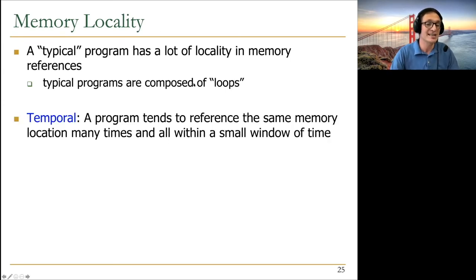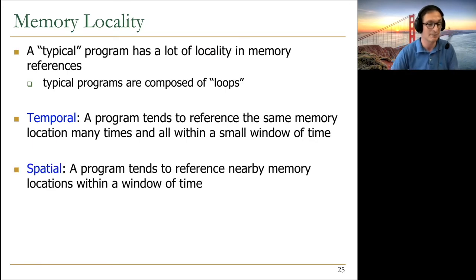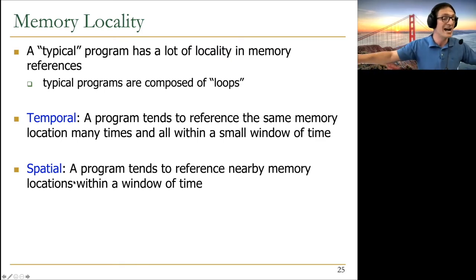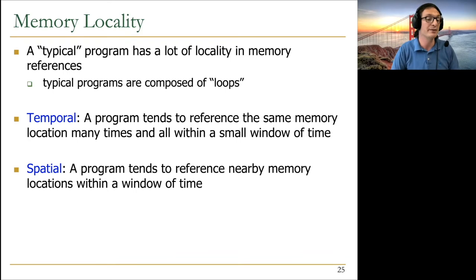But temporal locality says that a program tends to reference the same memory location many times, all within a small window of time. And this is why registers help, right? You basically allocate a value in a register and reuse it many times. Caches also help because of that, as we will see. Spatial locality says a program tends to reference nearby memory locations, nearby in the memory address space, within a window of time. So both of them have a notion of time, but certainly temporal is just about time. Spatial is about memory locations that are close by each other within a memory region, let's say.